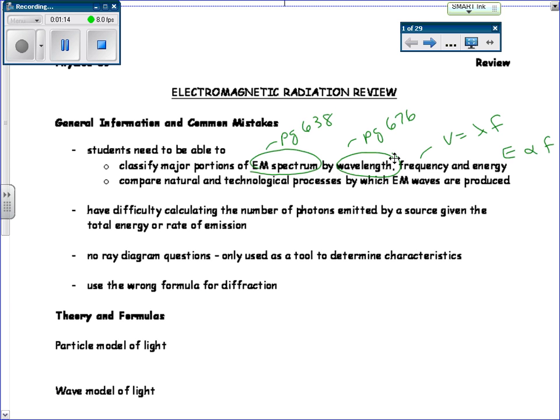So students often have difficulty calculating the number of photons emitted by a source given the total energy or the rate of emission. So remember, on your formula sheet, E is equal to hf, which is hc over lambda. But what you really want to get into the habit of doing is putting that n in front of it, so that you can solve for the number of photons. So that's what it says here, that number of photons is that n.